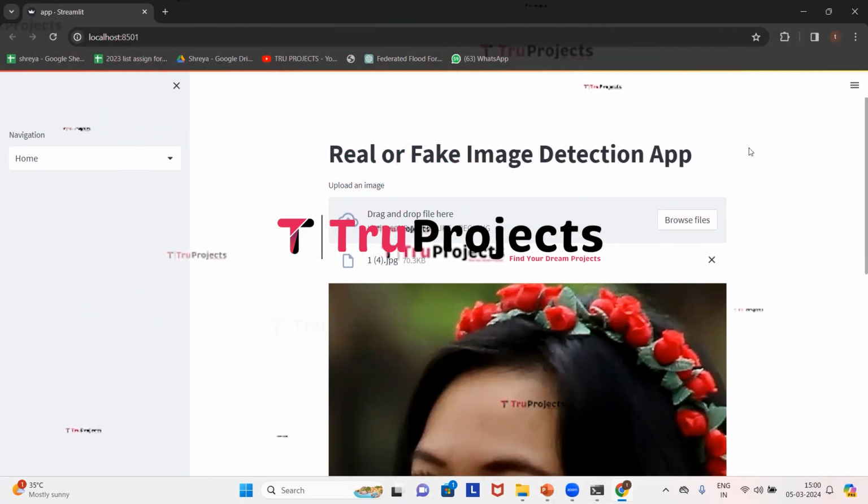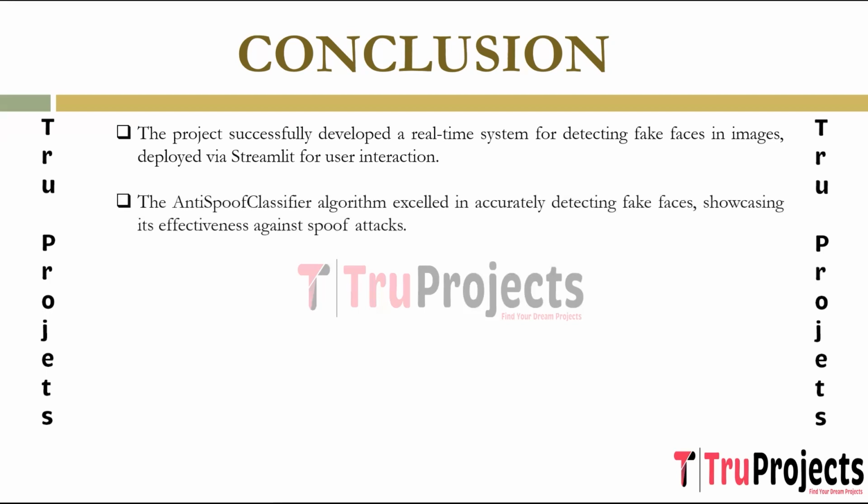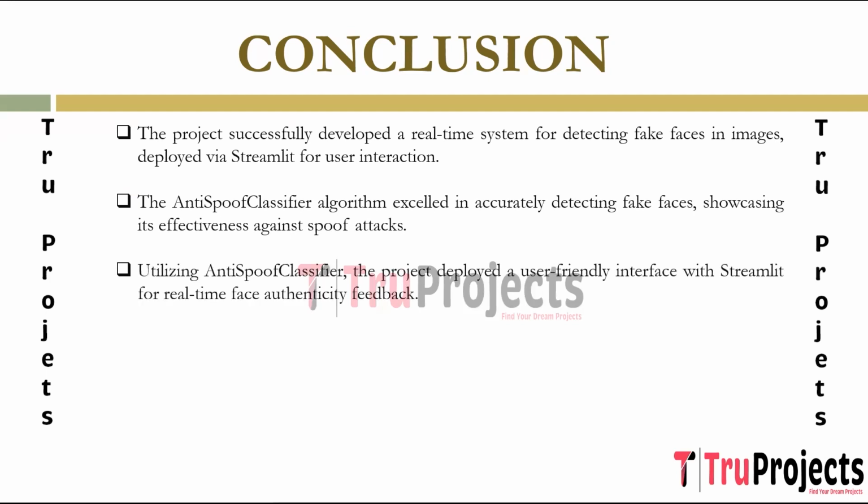The conclusion of the project is that the project has been successfully developed, achieving its primary objective of creating a system for real-time detection of fake faces in images, deployed using Streamlit for an interactive user interface. Among the algorithms evaluated, the anti-spoof classifier demonstrated superior performance in accurately detecting fake faces, highlighting its effectiveness in mitigating spoof attacks. The project utilizes the anti-spoof classifier algorithm as a primary component of the face detection system deployed with Streamlit to provide users with a user-friendly interface for real-time feedback on face authenticity.